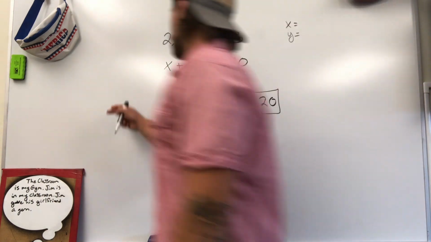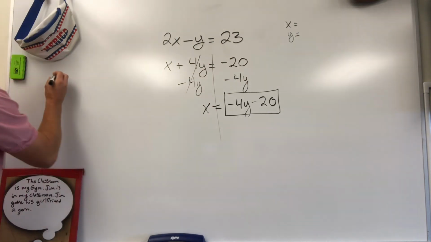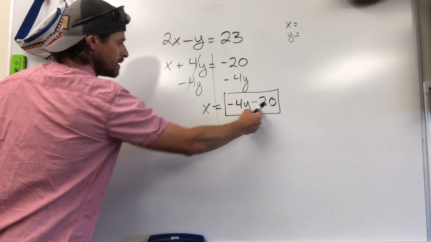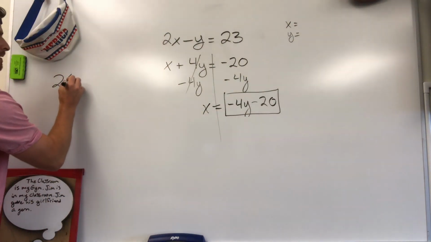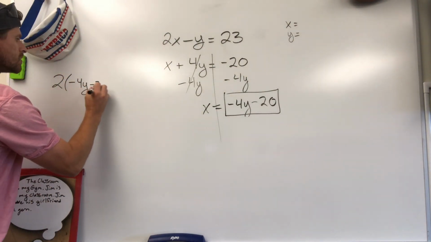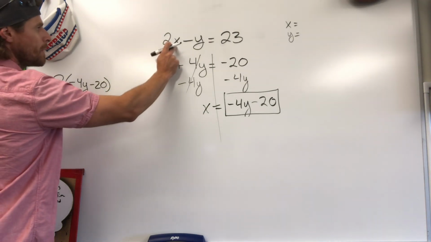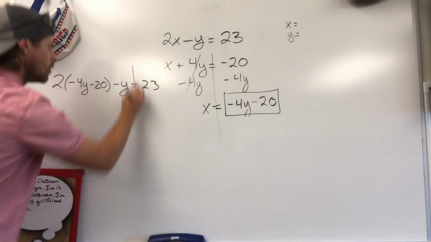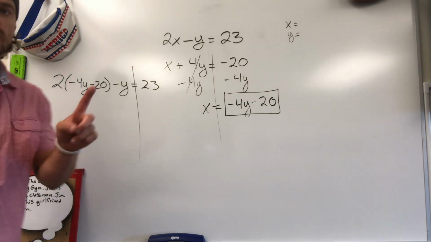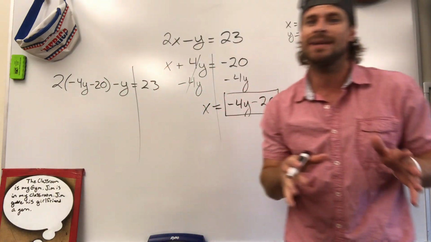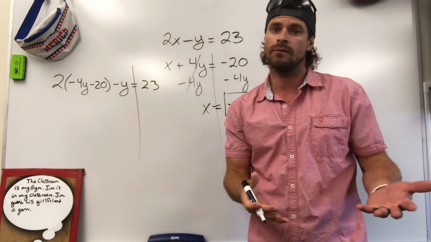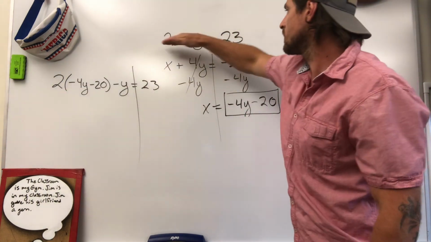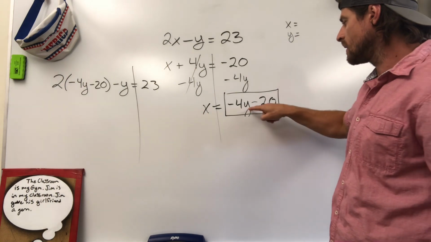So what I'm going to do is I'm going to go over here, and I'm going to rewrite this top equation. 2 times x is now 2 times this expression that is equal to x. Negative 4y minus 20. And then I need to say minus y equals 23. What you now see is an equation that only has one variable in it. Why is that an important thing? Because when you have one variable, you're able to solve. So we've eliminated the x from this equation and replaced it with an expression that has a y in it.